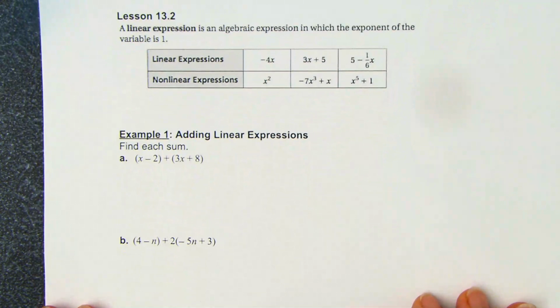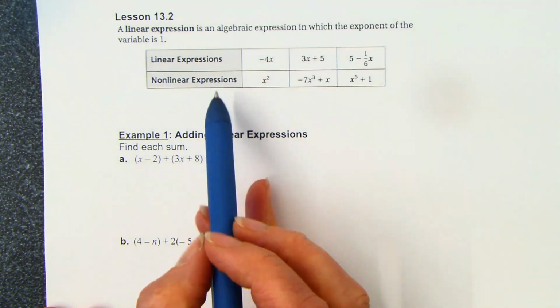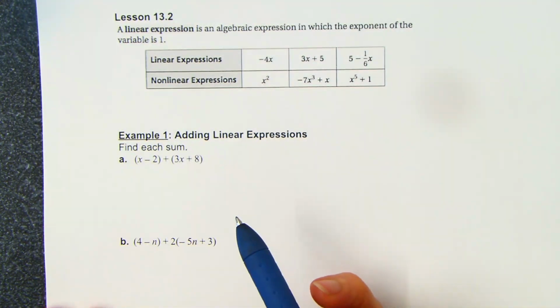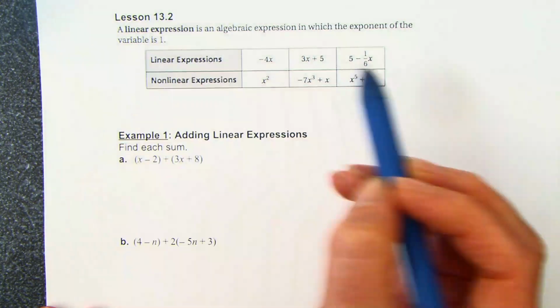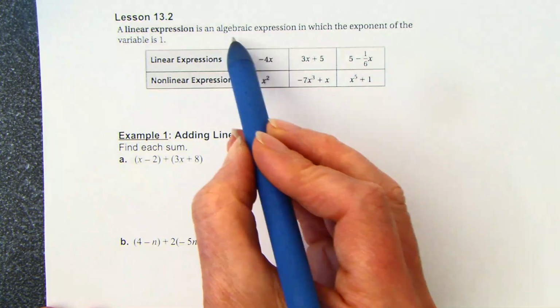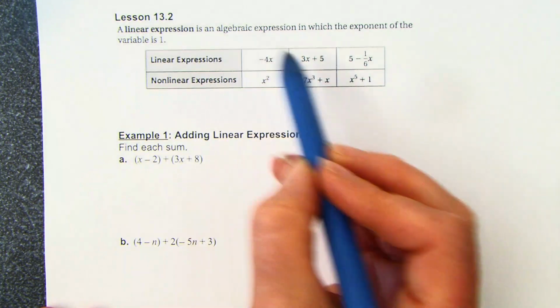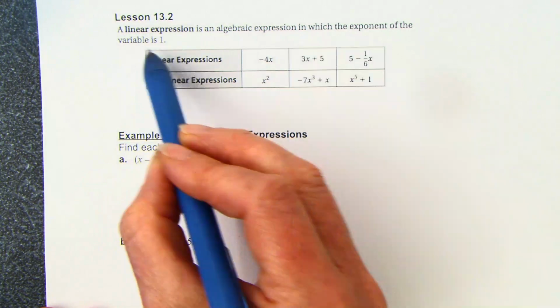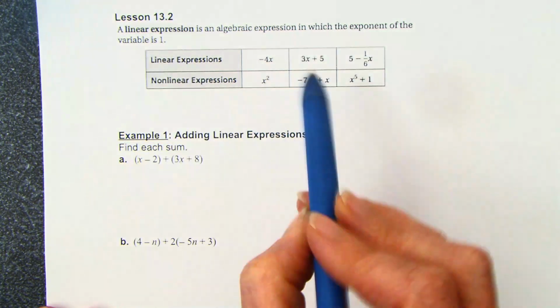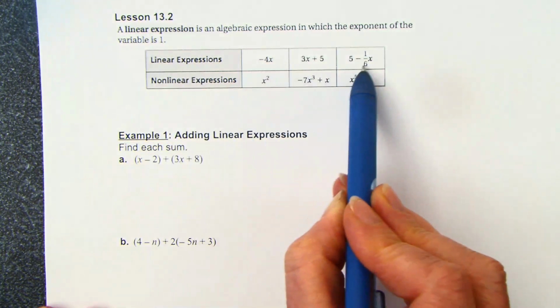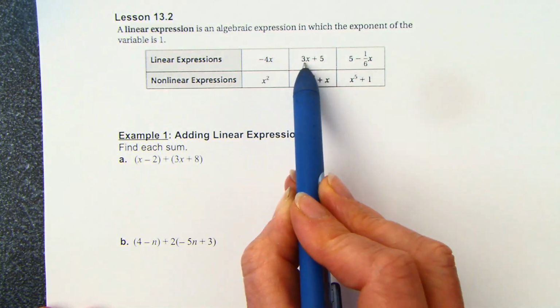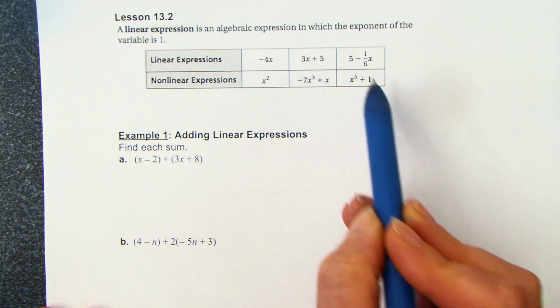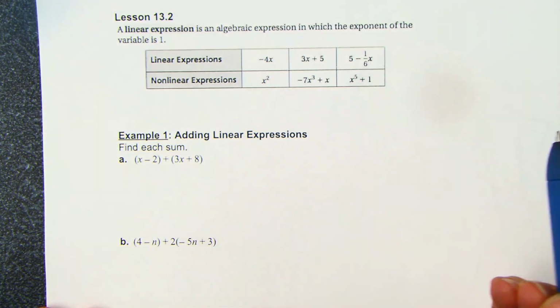All right, and then we move into lesson 13.2, which just has some tricky stuff because we're going to be adding and subtracting linear expressions. So a linear expression is an algebraic expression. That means it's one that has variables in it, and the exponent of the variable is 1. So these are all examples of linear expressions. The x is x to the first power. This is 3x to the first plus 5. Here's 1/6 x to the first.